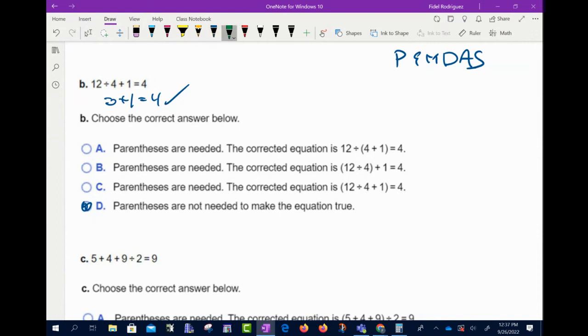Now, I want to point something out here, y'all. If you did this one here, it would say do the parentheses first. And 12 divided by 4 would give me 3. And 3 plus 1 would give me 4. And it's not that that's incorrect. It's that we don't really need to put them there because we were already going to do that. And that's why I would choose D, okay?